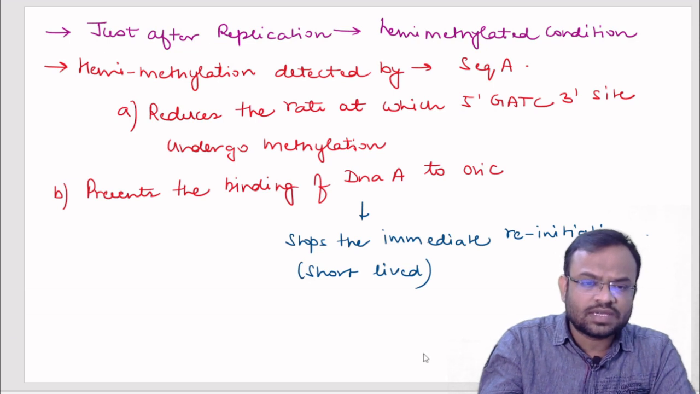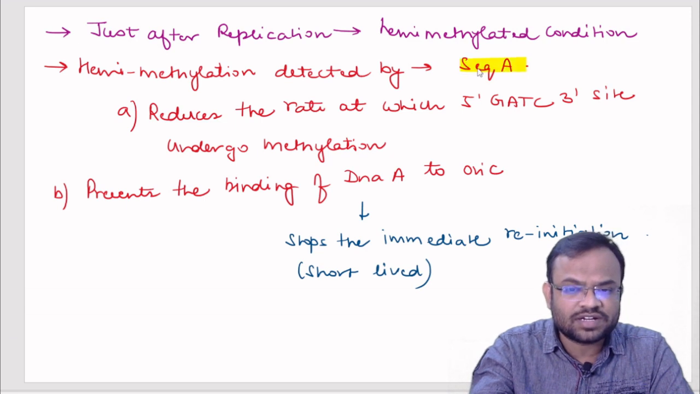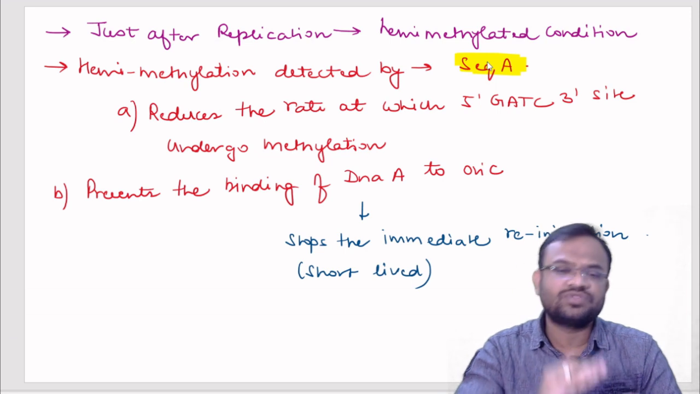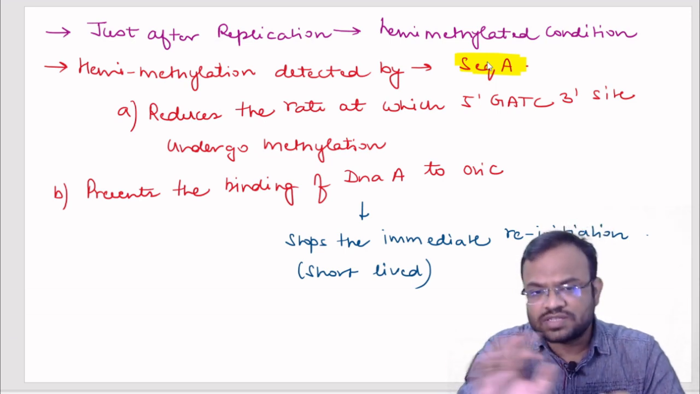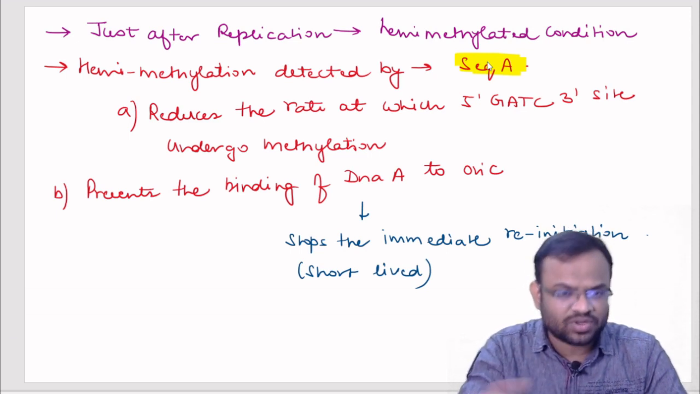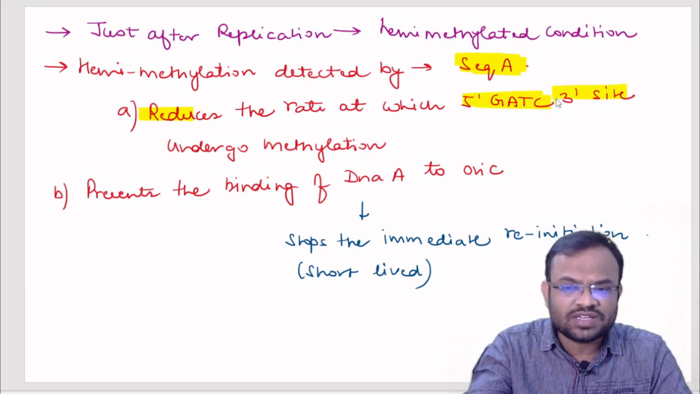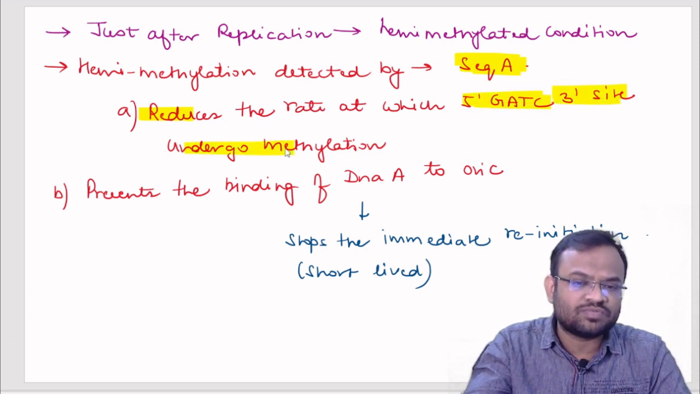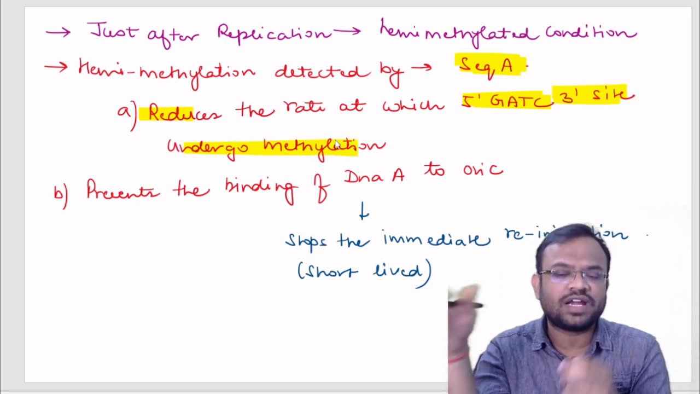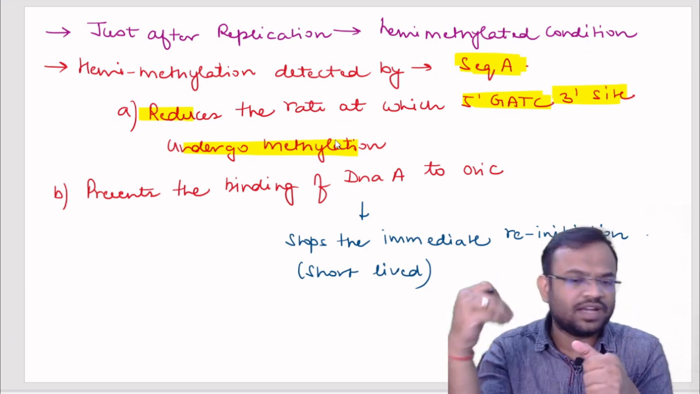So this hemimethylation is detected by the SeqA protein. That means a new strand and an old strand bound together is detected by the SeqA protein. Now what does the SeqA protein do? What is the purpose of the SeqA protein? It reduces the rate at which the 5' GATC 3' site undergoes methylation. So it is slowing down the rate at which methylation is happening on the adenine.